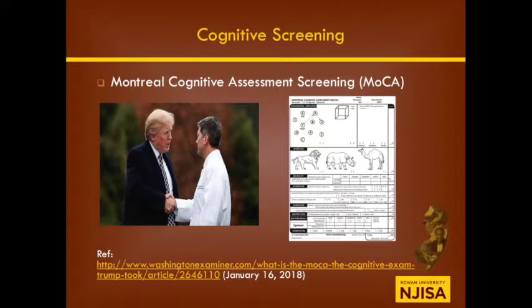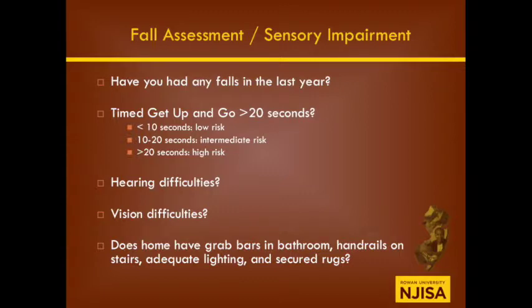We will spend a lot of time in the lab doing the MOCA. You'll do it to each other. And there are some subtleties to it in order to determine if there are cognitive deficits or not. Trump scored a 30 out of 30. I'm not saying anything more about that. Let's not get political. Okay, moving on.